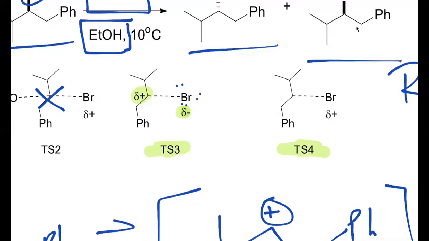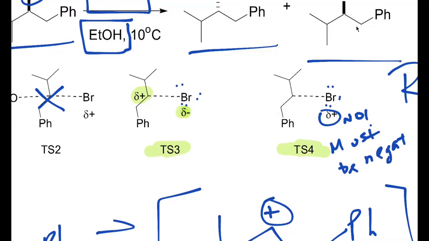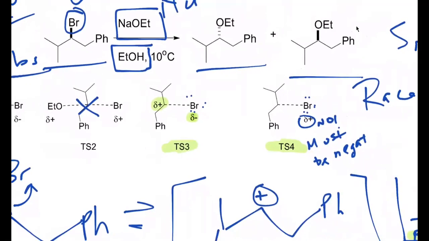What's wrong with 4? What's the problem with 4? Not showing the charge of the carbon, and then bromine wouldn't be positive. Bromine is not going to have a positive charge if it's taking a pair of electrons. I'm going to write this in. It must be negative. Right, that has to be negative.